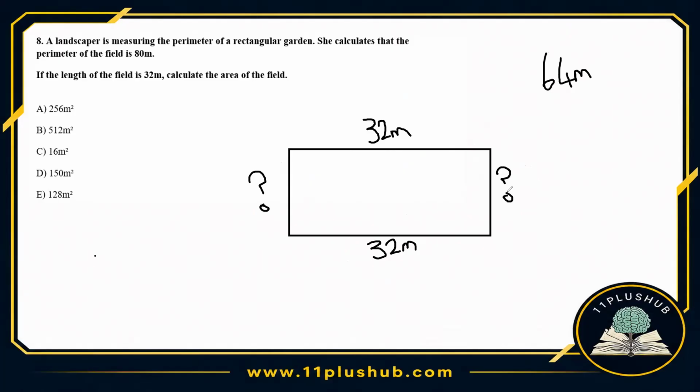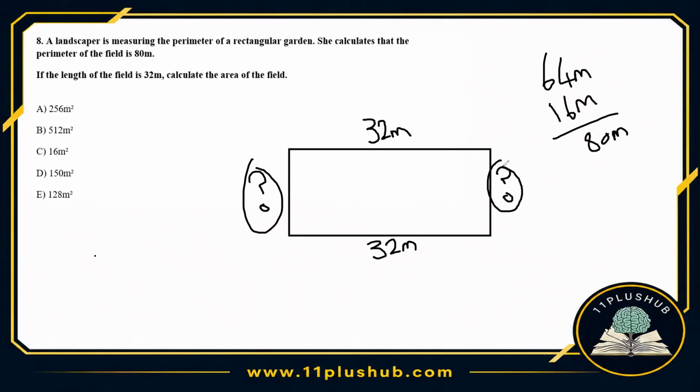At the moment, we've accounted for 64 meters. Okay, so what do we need to add to 64 meters to get to 80 meters? We need to add another 16 meters. Okay, then we arrive at 80 meters. So I need to share that 16 meters between this side and this side because they're the same size.